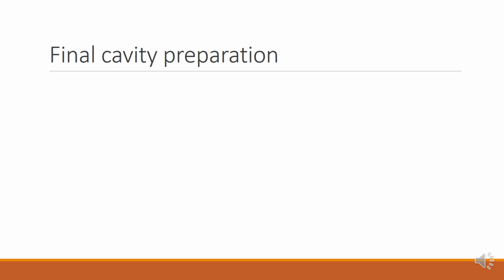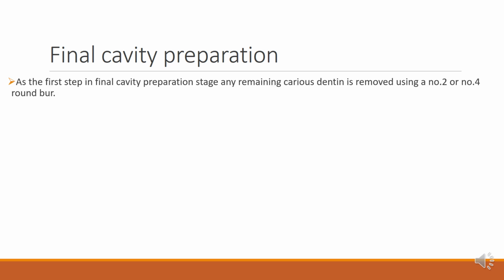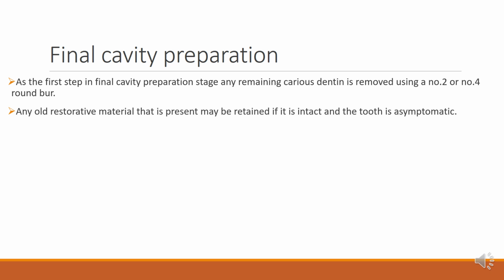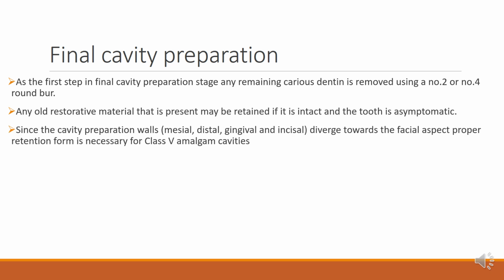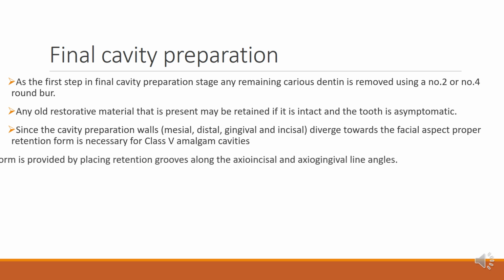Of the final cavity preparation. As the first step in final cavity preparation stage, any remaining carious dentine is removed using a number 2 or number 4 round bur. Any old restorative material that is present may be retained if it is intact and the tooth is asymptomatic. Since the cavity preparation walls, that is the mesial, distal, gingival and incisal walls, diverge towards the facial aspect, proper retention form is necessary for class 5 amalgam cavities.